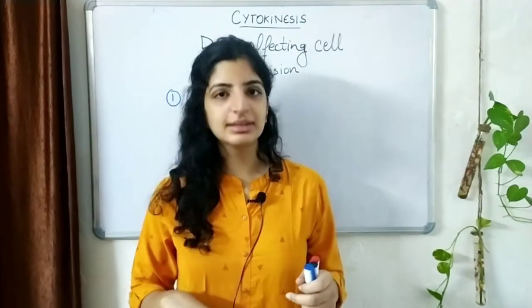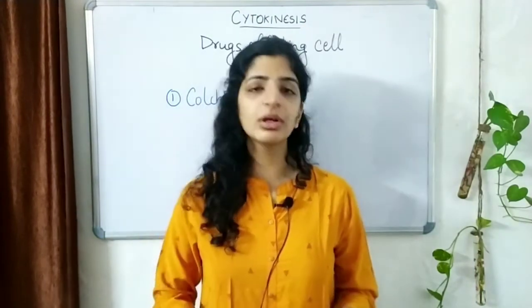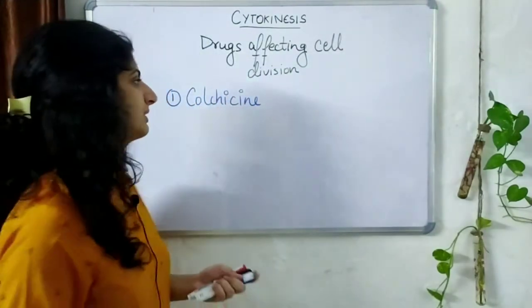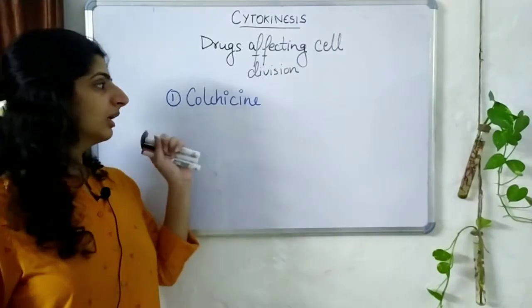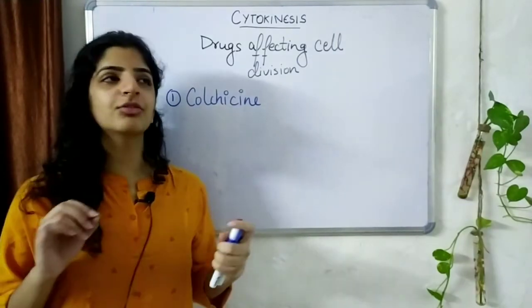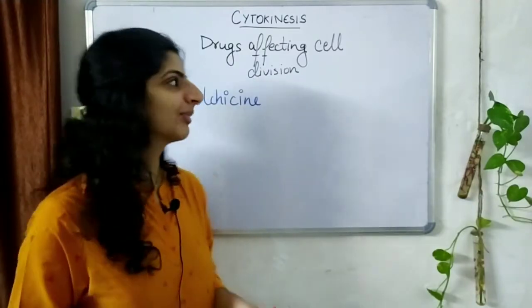However, there are some drugs that can inhibit this cell division. For now, we are going to look at just the three major ones. The first one is colchicine. This is a drug that is used very significantly when we have to observe the chromosomes.